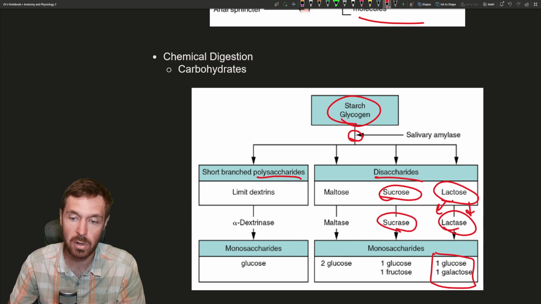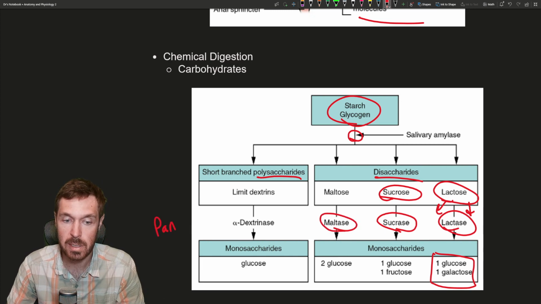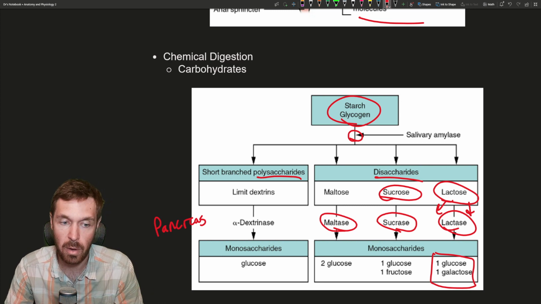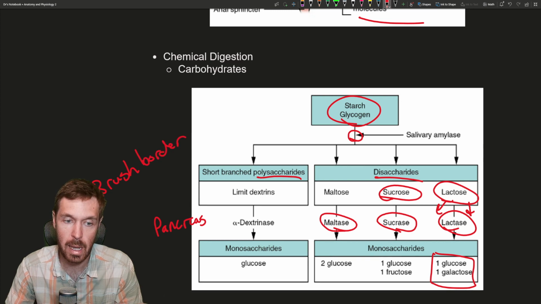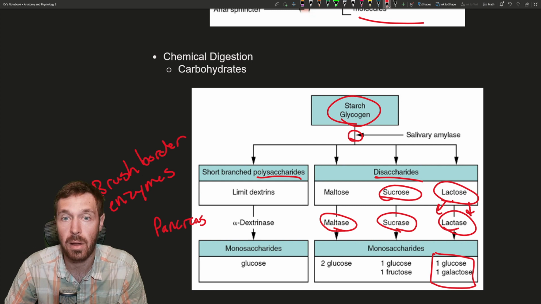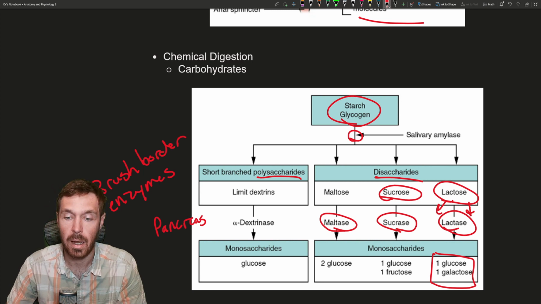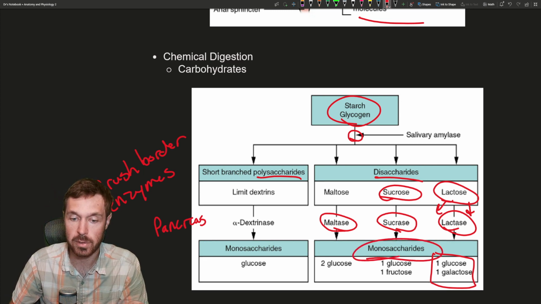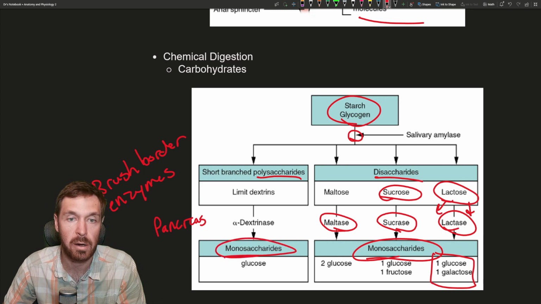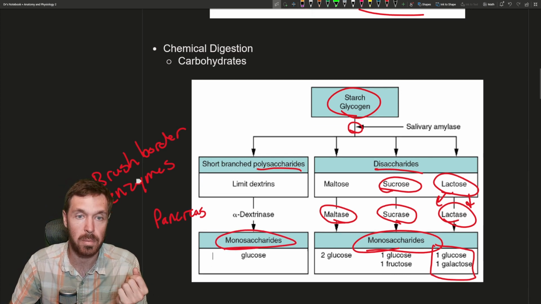Sucrose is then broken down by sucrase, maltose by maltase, and all these are released by the pancreas. Now, they're released and then they're activated, and they're known as brush border enzymes for a lot of these. So brush border enzymes are enzymes embedded on the brush border, on the microvilli on the enterocytes, which are the cells of the small intestine. But then here, these are the goals: to break carbohydrates into monosaccharides, because that's how you can then absorb them.